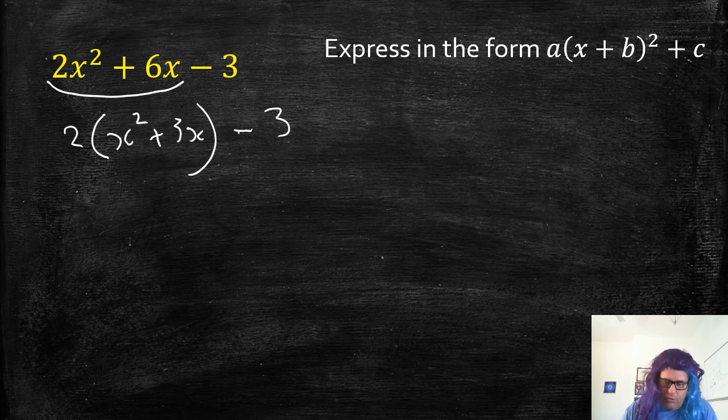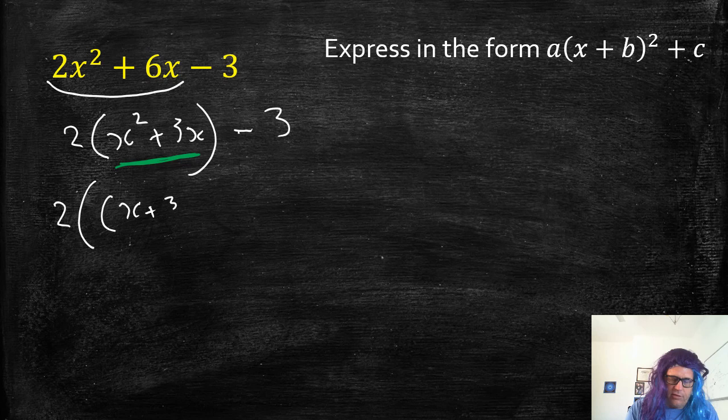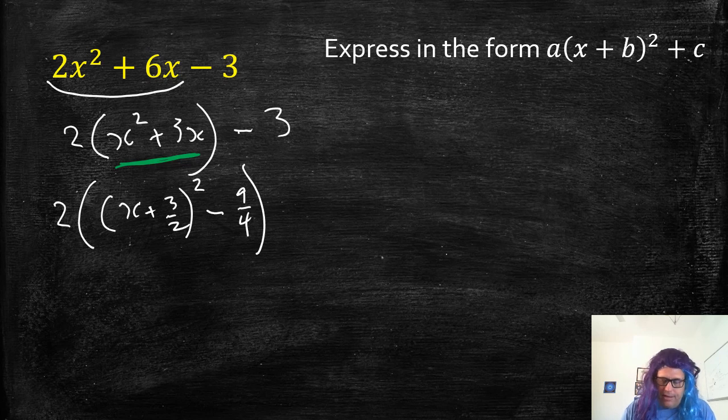Now I want to complete the square on this. So I have my 2 in front of my bracket. x, that's going to be (x plus 3 over 2) squared. It's half of 3. Then it's always minus (3 over 2) squared, which is 9/4. And I put that bracket there. This is the same, right? The bits underlined in green are equivalent. And then my minus 3 is still along for the ride.